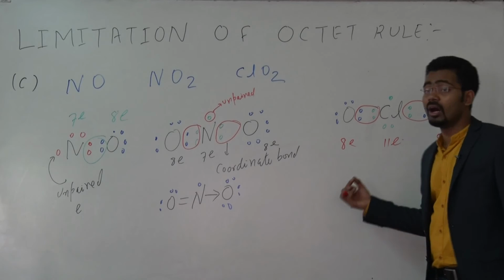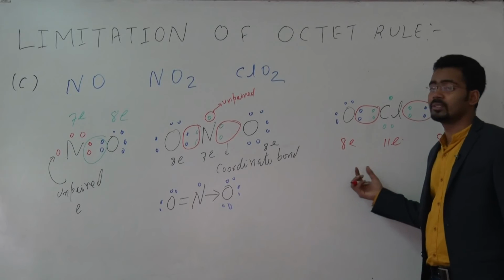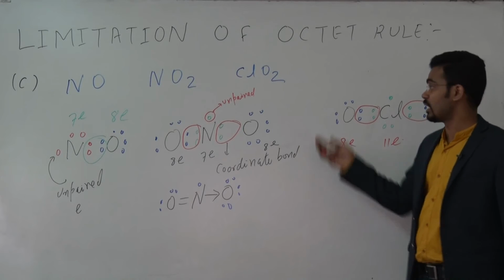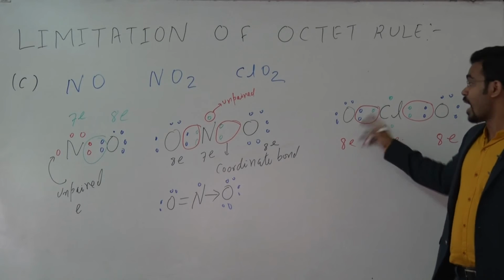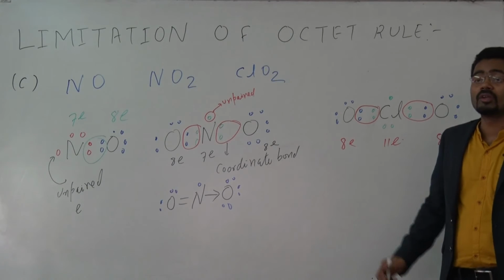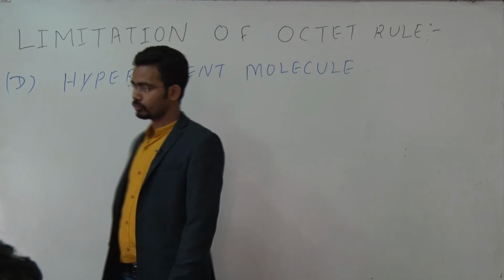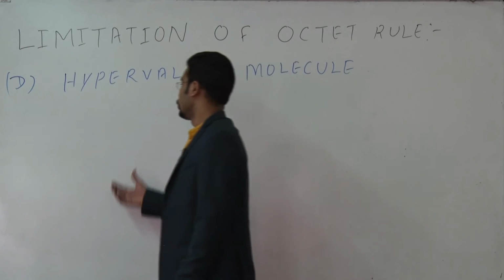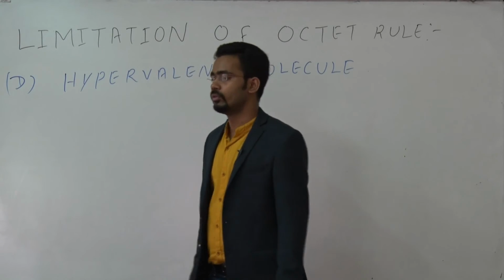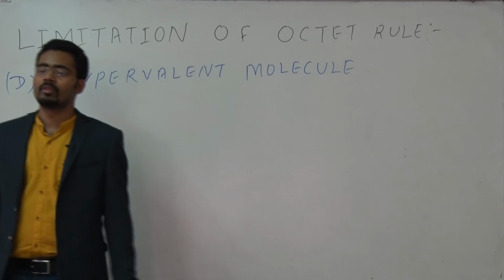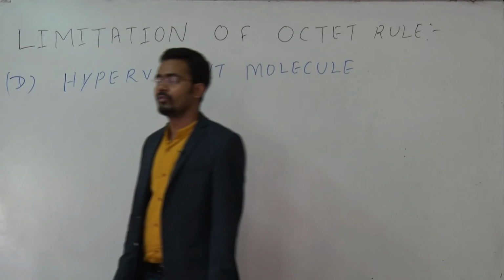So it does not obey the octet rule. It is an odd electron species. So odd electron species do not obey the octet rule, so the number of electrons is either less than 8 or more than 8. Got it? So why does it not obey the octet rule? Because chlorine has vacant d orbitals. So the octet rule is not obeyed by hypervalent molecules. So what is a hypervalent molecule? Hypervalent molecules are formed by elements of the 3rd, 4th and 5th periods.